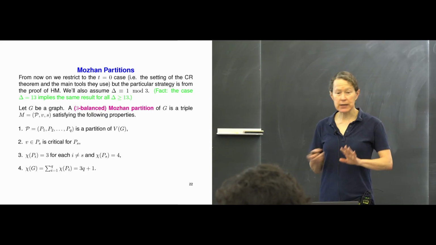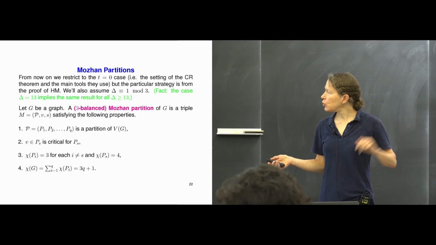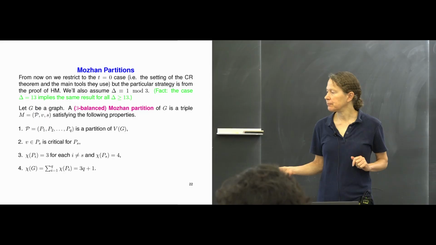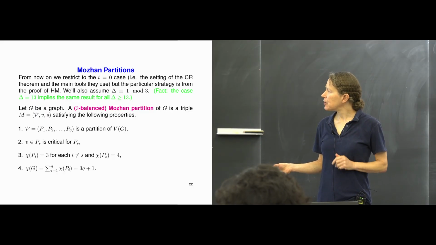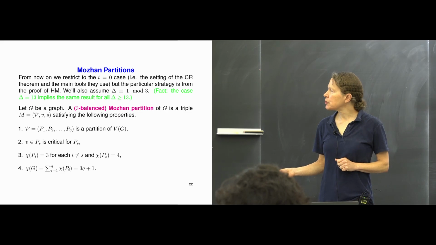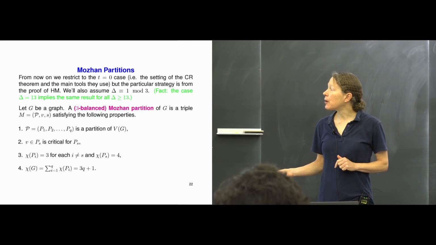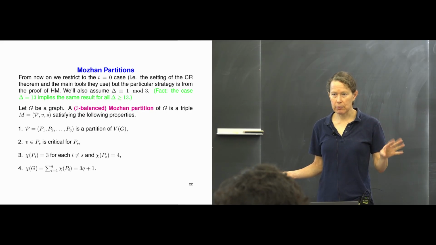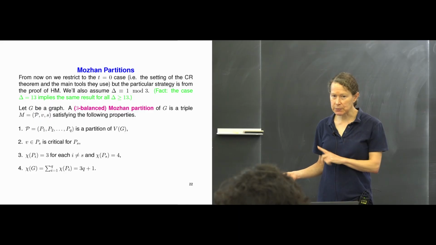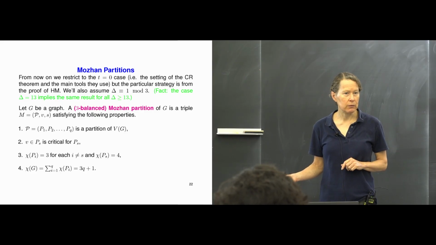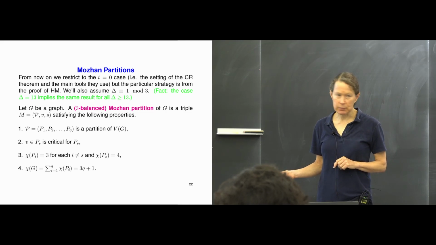So first of all, it's a partition of the vertex set. Instead of into 2 parts, now I'm going to have Q parts, where delta is 3Q plus 1. So in my pictures, it's going to be 3 parts, but think of it as being more parts if you want. Okay, partition into that many parts. There's also going to be one special part, which is denoted S for special, and one special vertex, which is going to be in the special part. All of the parts are going to be 3-chromatic. Their chromatic numbers will be 3, each one, except for the special part, which will have chromatic number 4. And the chromatic number of the whole graph is going to be 3Q plus 1, so that's going to be, in our case, 10. So that's a Mojan partition.